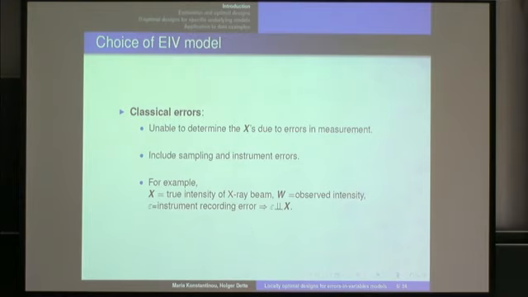Now, a classical error model is appropriate in an experiment where one is unable to determine x because of errors in measurement. And these errors include the sampling error and instrument recording error. So if our x is the true intensity of an X-ray beam, then we would have errors due to the instrument used to measure this intensity, and of course these errors are independent of x, and therefore we have a classical error model.